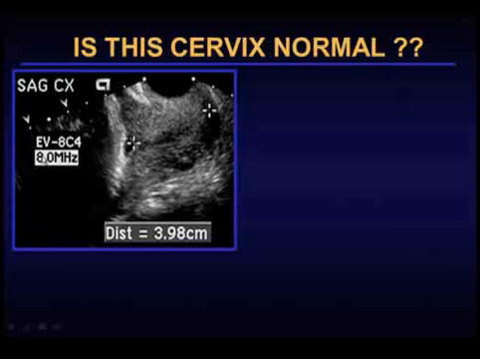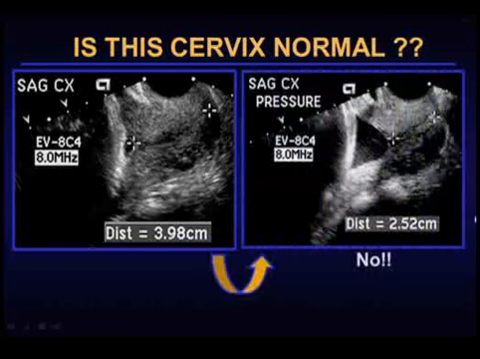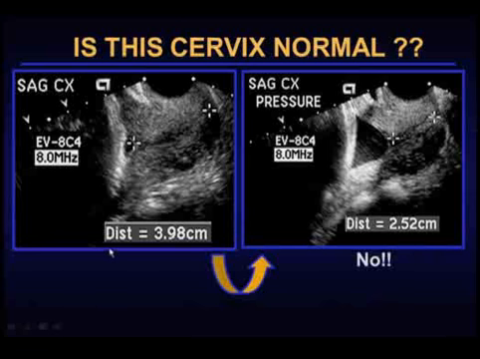Here's a patient measured on a transvaginal scan, EV, transvaginal, and the cervical length looks fine. It's about 4 centimeters in length. But now it's 2.5 centimeters. Well, what's going on here? That's too short, but that's normal. What is the difference between these two scans?